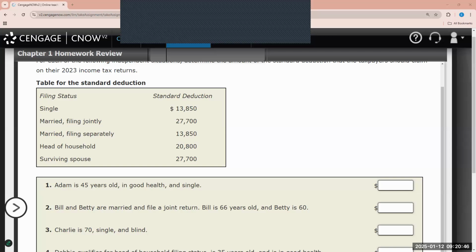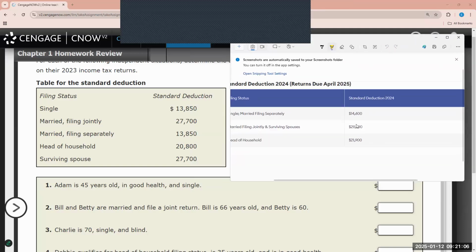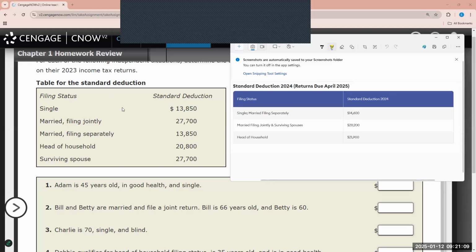For 2024, for a single individual, the standard deduction is $14,600. I'll actually show you so that you can see how the adjustments work each year. Again, it is adjusted for inflation each year. Here is a comparison between the two. For 2023, the single standard deduction is $13,850. For 2024, the standard deduction is $14,600.